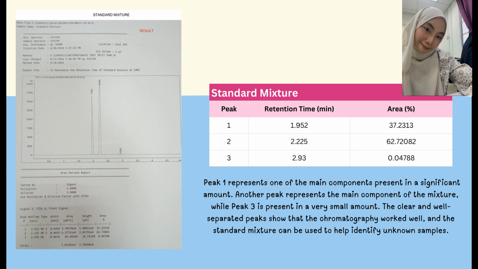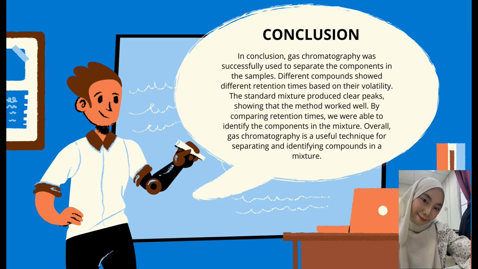Okay, so for the conclusion, gas chromatography was successfully used to separate the components in the samples. Different compounds showed different retention times based on their volatility. The standard mixture produced clear peaks, showing that the method worked well. By comparing retention times, we were able to identify the components in the mixture. Overall, gas chromatography is a useful technique for separating and identifying compounds in a mixture.